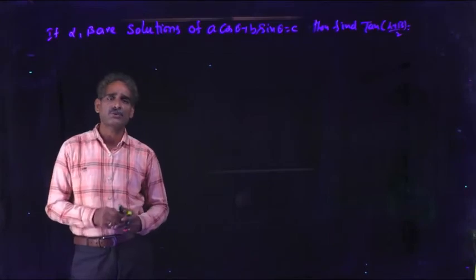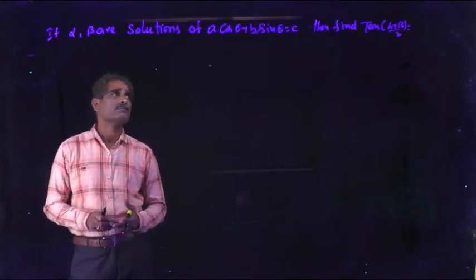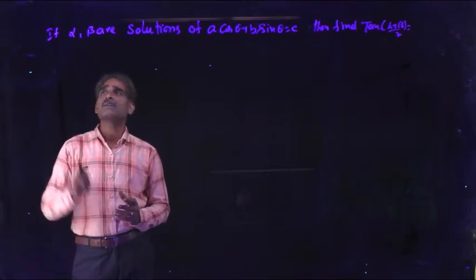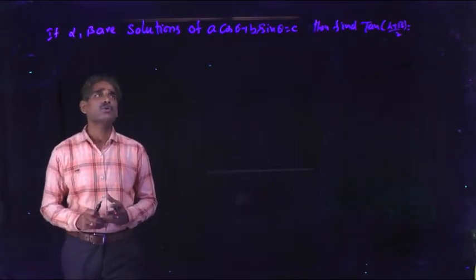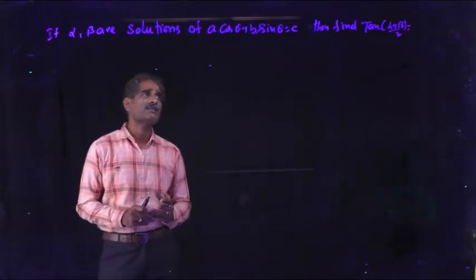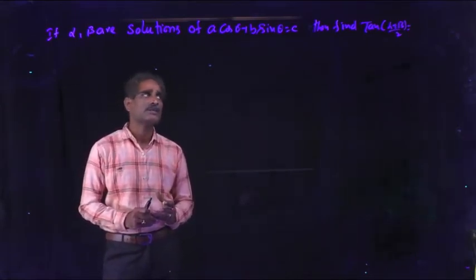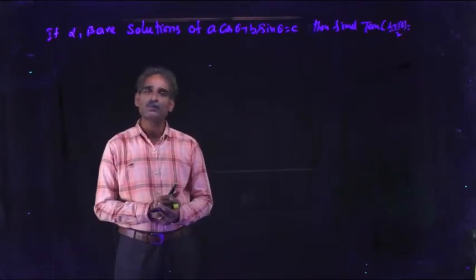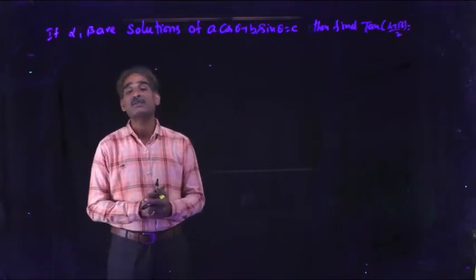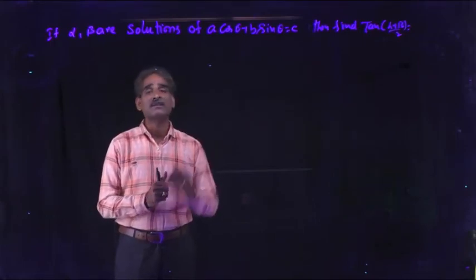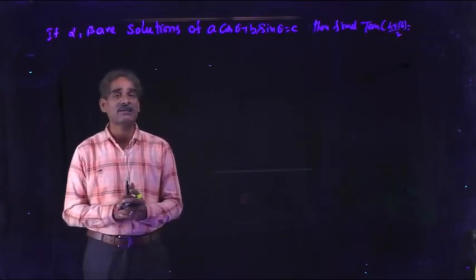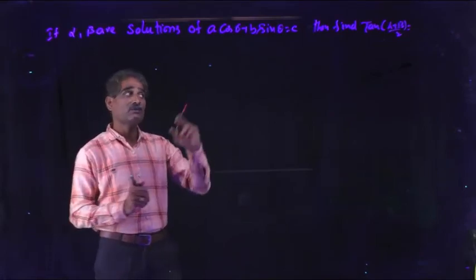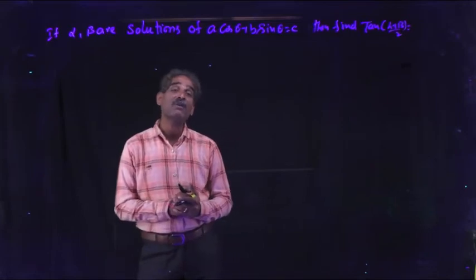This is also a simple and important problem. Here, if alpha and beta are solutions of a cos theta plus b sin theta equal to c, then find tan of (alpha plus beta) by 2. In the previous question, the required values were sin alpha plus sin beta and sin alpha into sin beta. No problem with that, but here we have to find tan of (alpha plus beta) by 2.